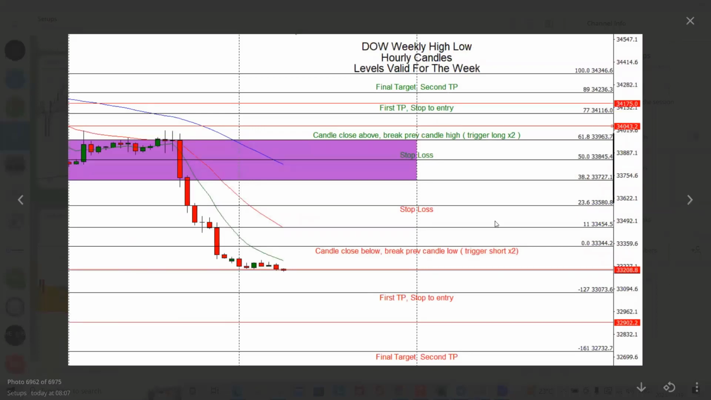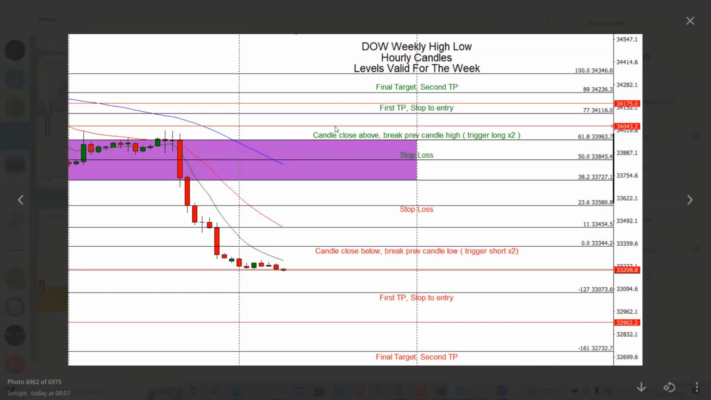On the Dow weekly high low, currently trend is down, 50 is above 21, above 8. We already did get that trigger short last night. So for now, the only additional trigger is a trigger for long. So 8 needs to cross 21 to the upside. With that, a candle close above the 61.8.